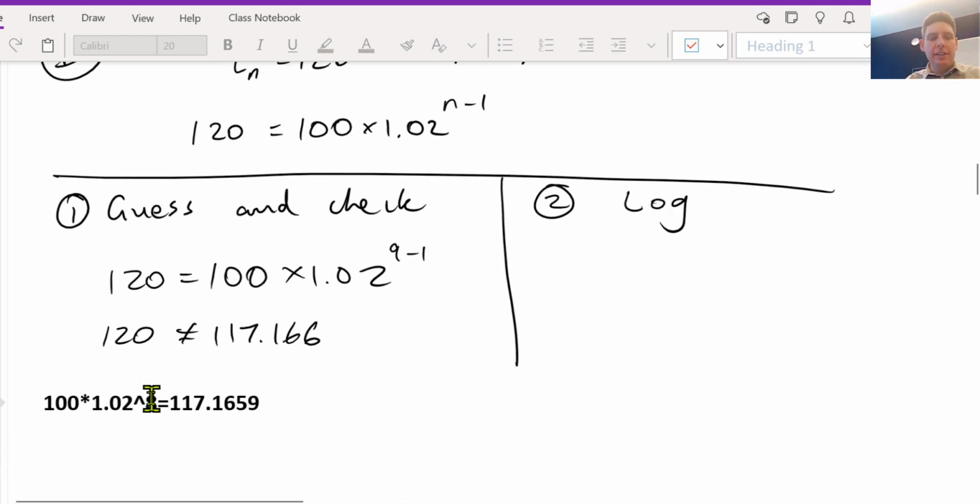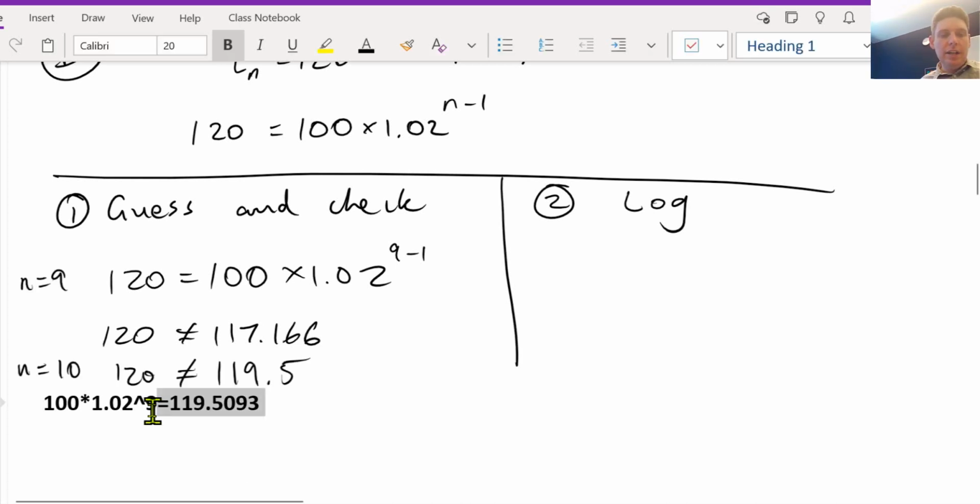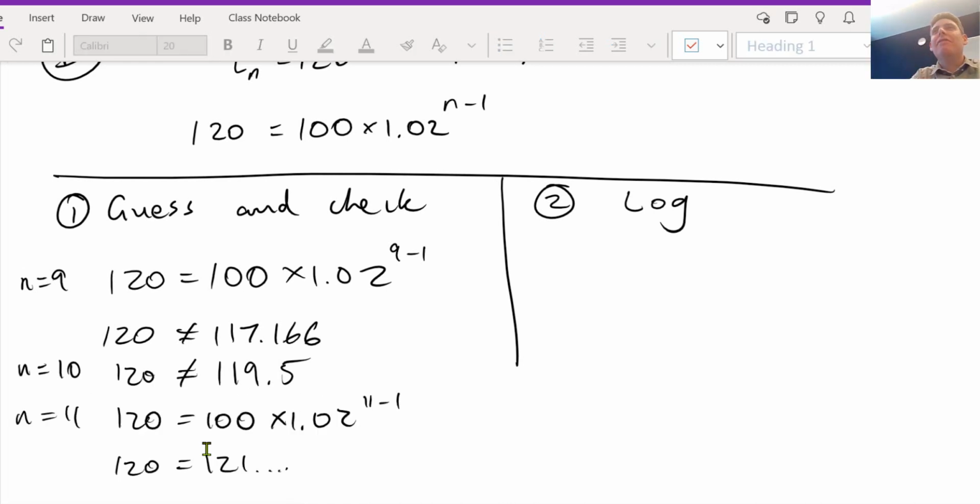All right, let's try n is equal to 10. So n minus 1. All right, it's not 10. Let's try 11. It's in its 11th year. So we surpassed 120. So it's in the 11th year that it will get to 120, because in the 10th year, it didn't get to 120, right? So it's in the 11th year it will get to 120.